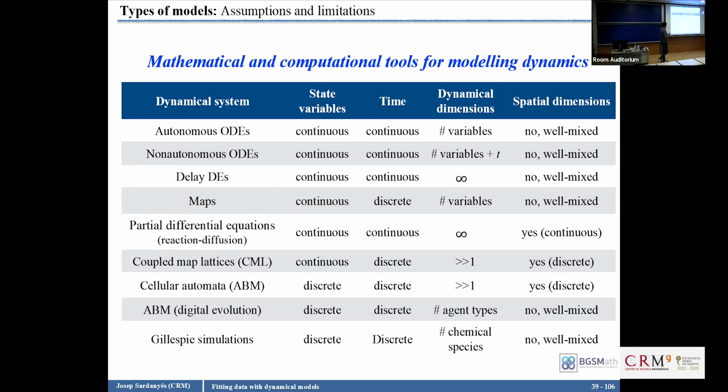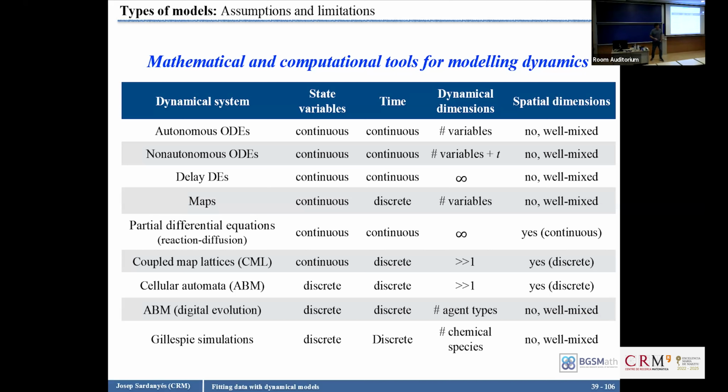In the first session, my idea was to introduce some tools that we have to model dynamical processes, mathematical, computational, or both. And I showed some of the assumptions that the different models have, and one could be more suitable to use than another. And this is a summary.